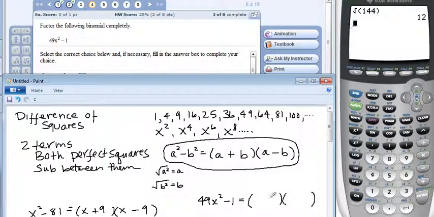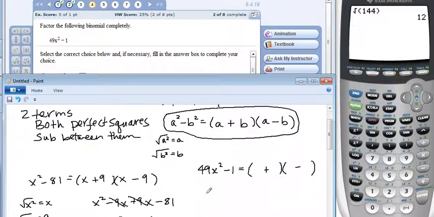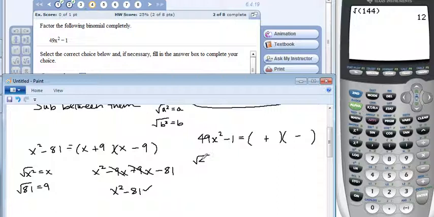So again, we're going to have 1 plus 1 minus. Square root of 49 is 7. Square root of x squared is x. And the square root of 1 is 1. So in the front, since I've got 2 things in the front, I'm going to put both of these in the front for 7x, 7x, and I put my 1's in the back. And I can refoil the check.